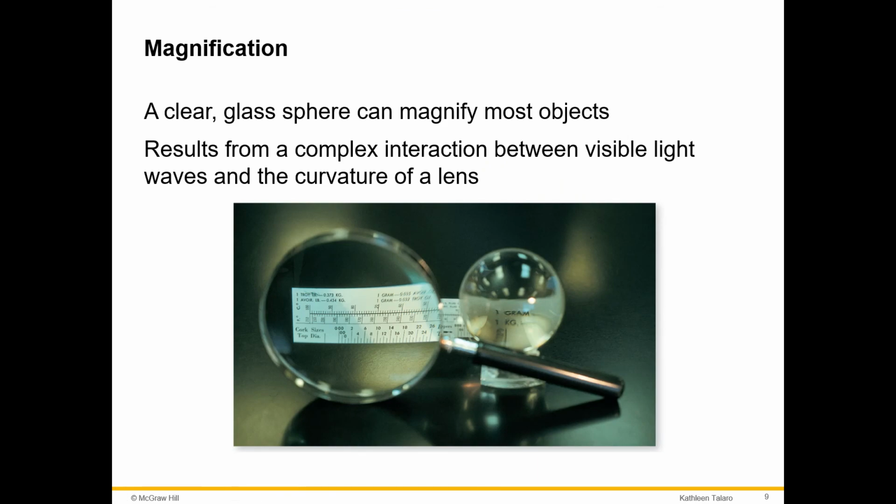Magnification. A clear glass sphere can magnify most objects. This results from a complex interaction between visible light and the curvature of the lens. I'm sure you've all used a magnifying glass before. The curvature allows for the magnification of the image.